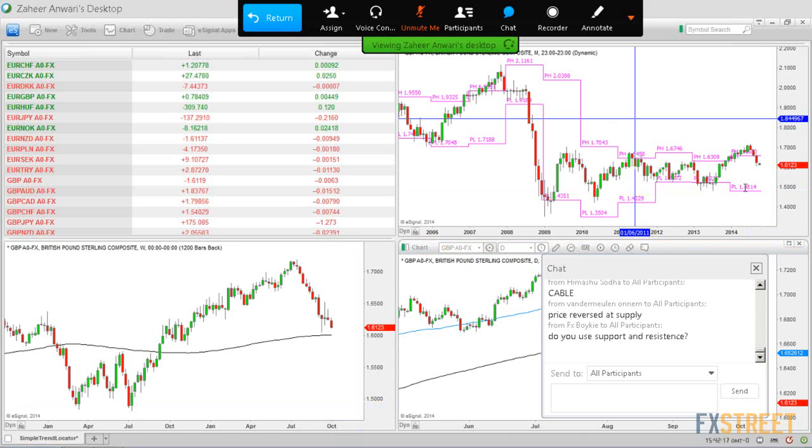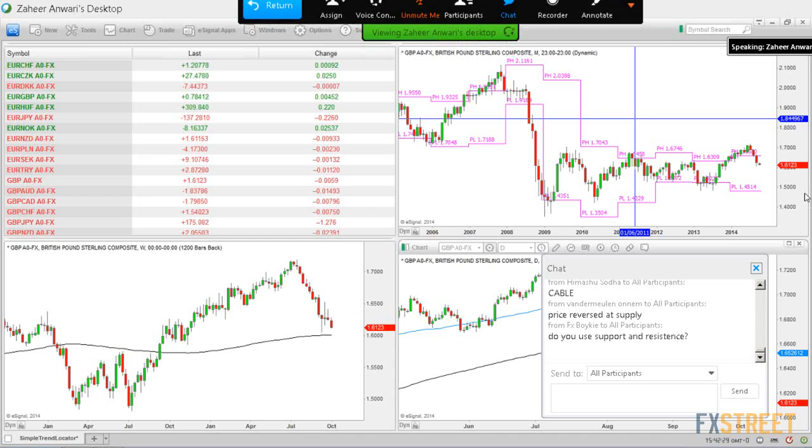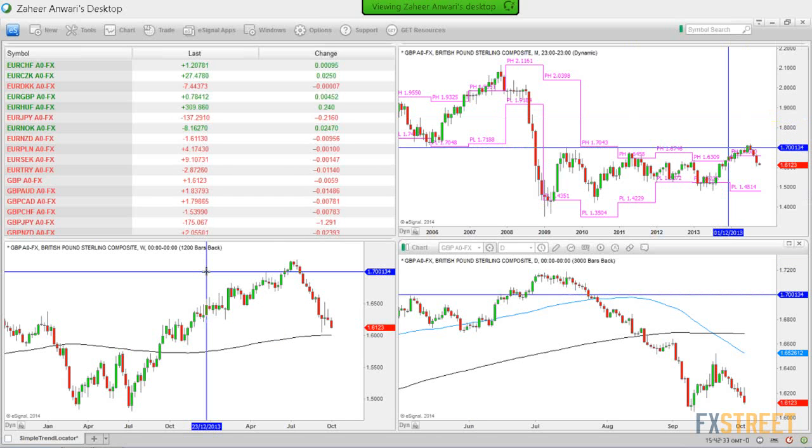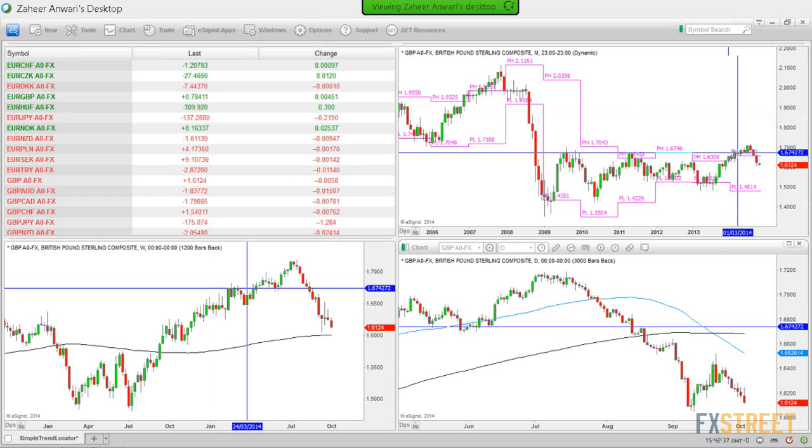Okay. Price reversed at supply. Yeah, I don't really use supply and demand for currencies. If that is your approach and if that works, that's fine. I don't use supply and demand. For me, that was just purely a failure at support level, and price has reversed.